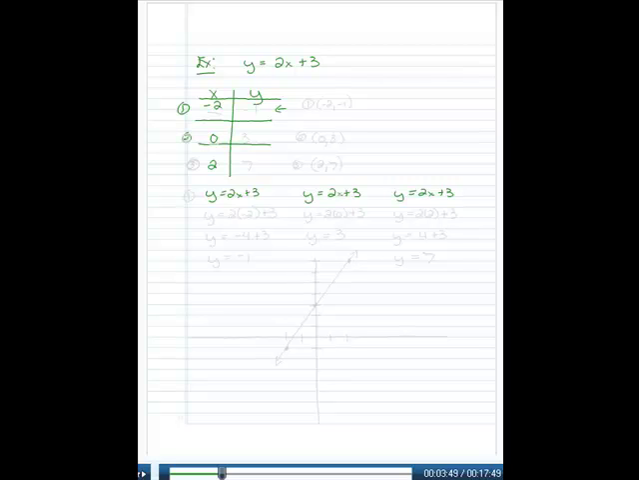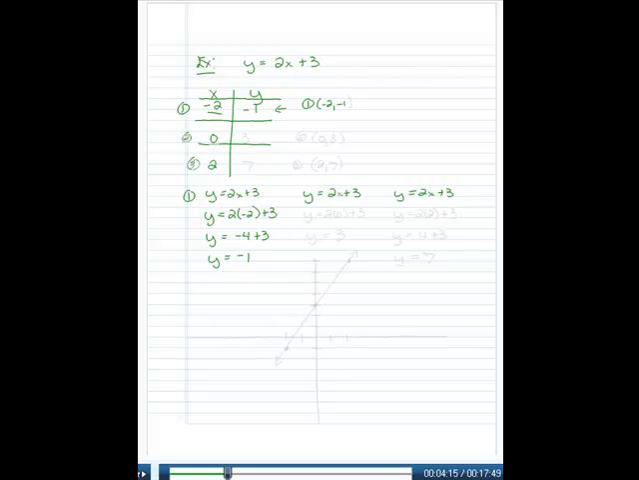So let's do the first one. The first one, x is negative 2. So y equals 2 times negative 2 plus 3. And here I'm just going to simplify. Y equals negative 4 plus 3. And negative 4 plus 3 really equals negative 1. So when x is negative 2, y is negative 1. And that is my first coordinate point.